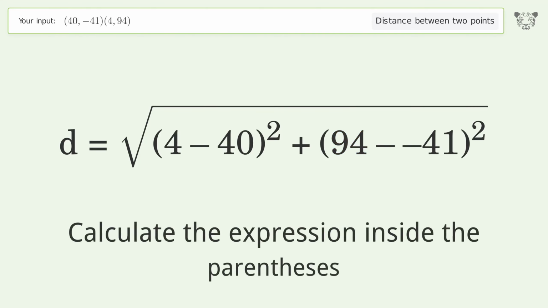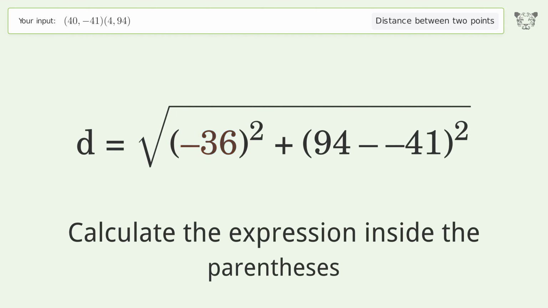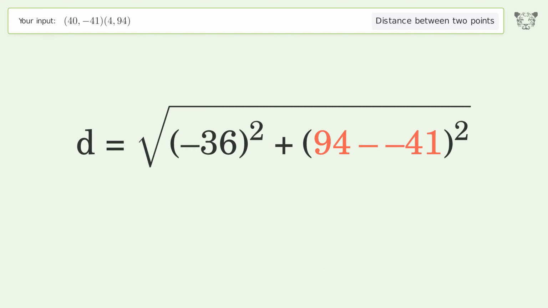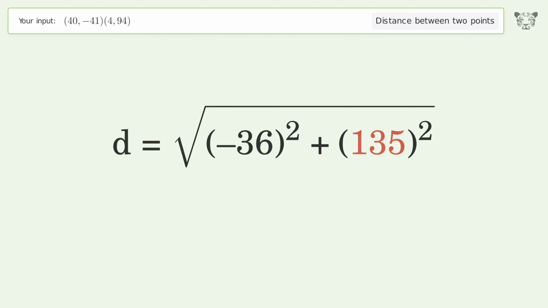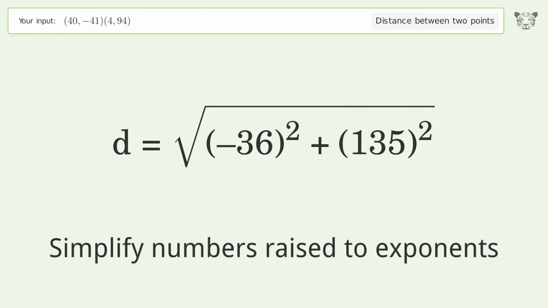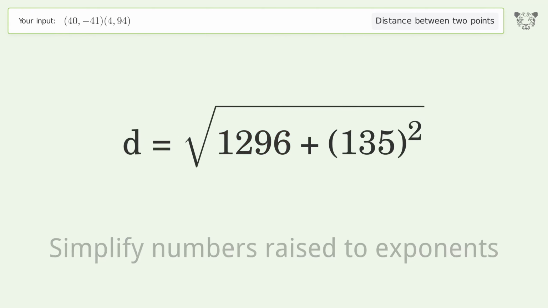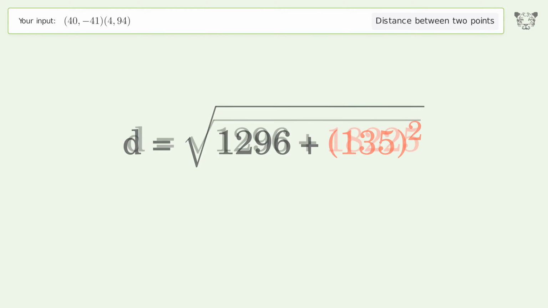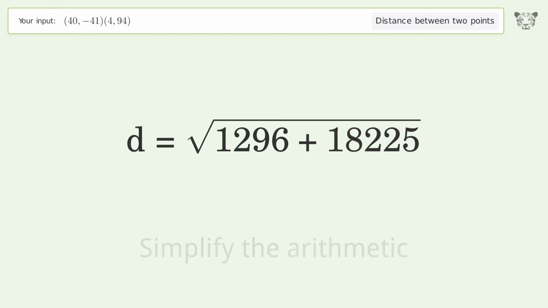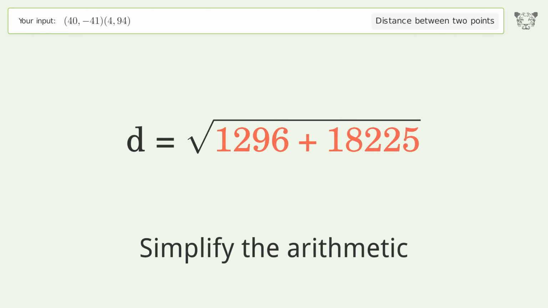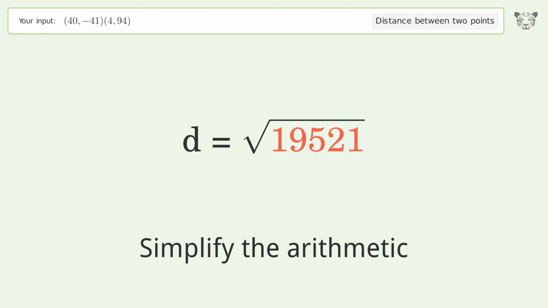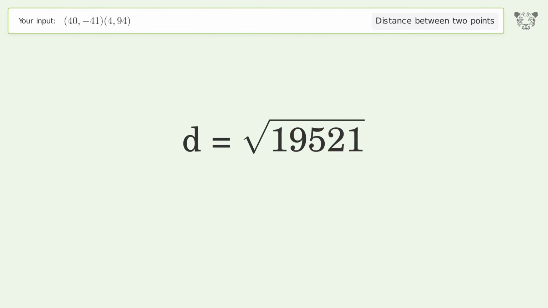Calculate the expression inside the parentheses. Simplify numbers raised to exponents. Simplify the arithmetic. And so the distance between the 2 points is the square root of 19,521 or 139.718.